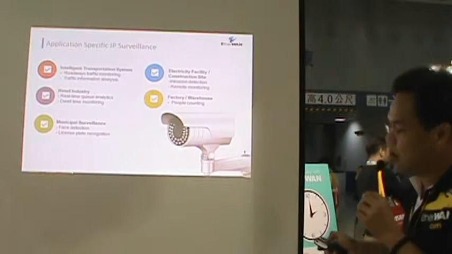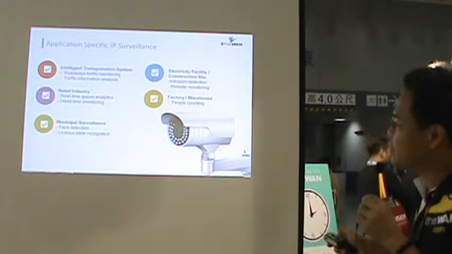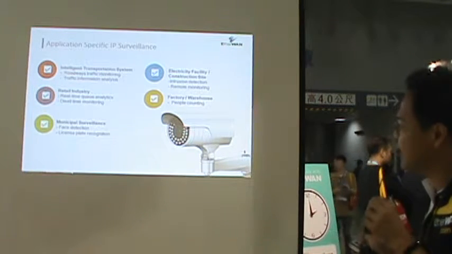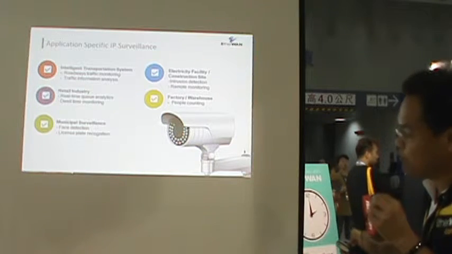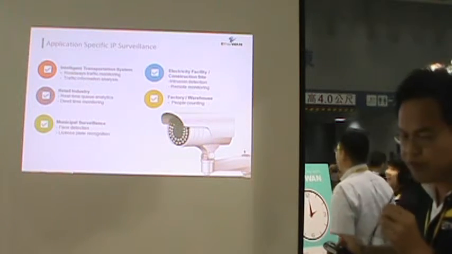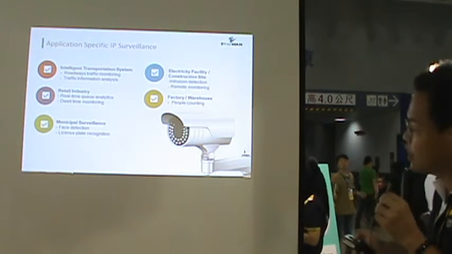Okay. Here we have the ITS. What ITS normally does is use IP cameras with embedded IO sensors to monitor the traffic. Based on the information, they can further prevent traffic congestion.